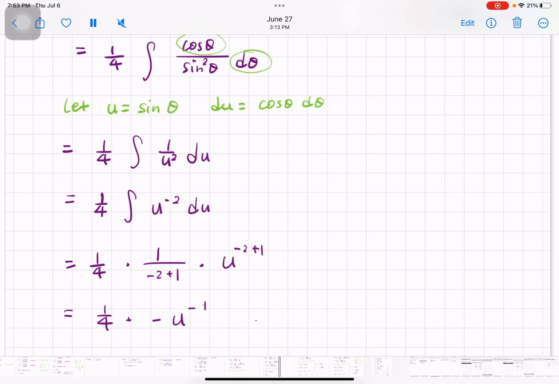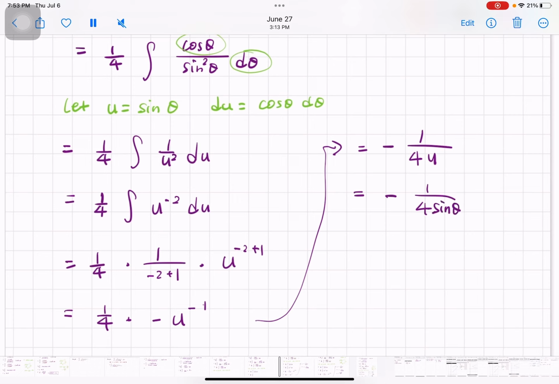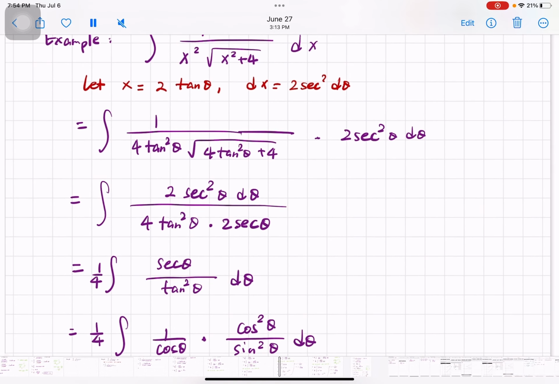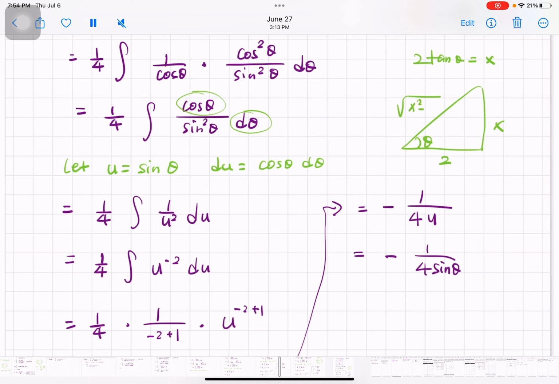But we're not talking about u nor theta. We have to rewrite everything in terms of x. So first, we're going to rewrite u back as sine of theta. Then, using the triangle, we know 2 tangent theta equals x. So tangent of theta is x over 2. So the opposite is x, the adjacent is 2, and the hypotenuse is the square root of x squared plus 4.